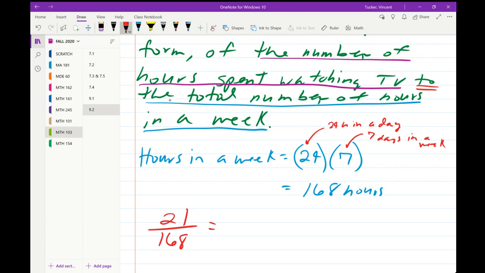So now we can break this down. 21 hours. And so 168 is 21 times 8. So 21 will cancel, leaving you with 1 in the numerator, and that is 1 over 8.